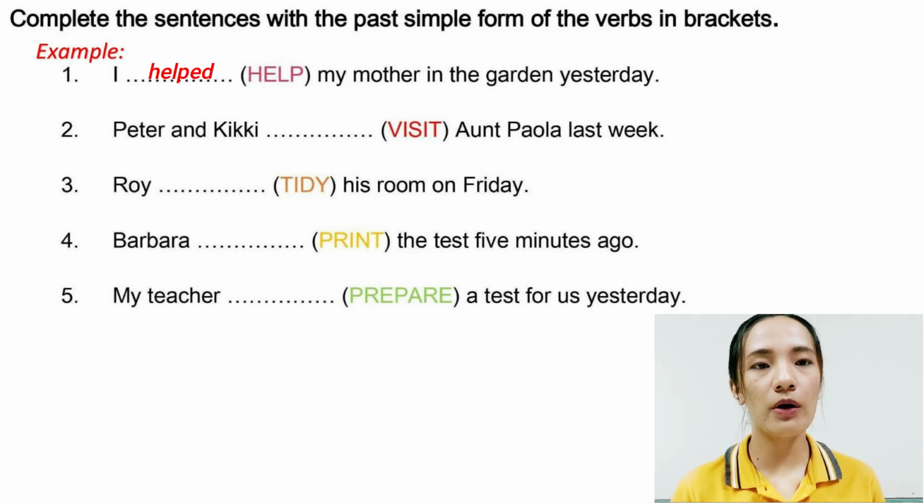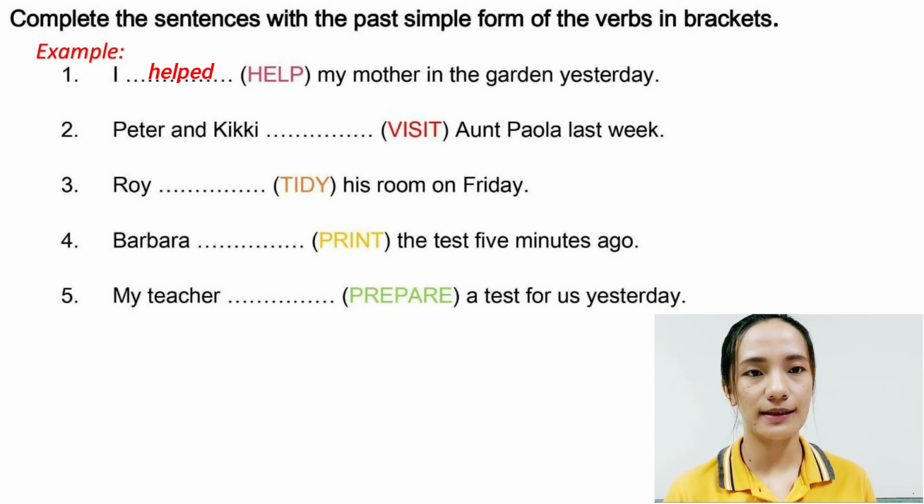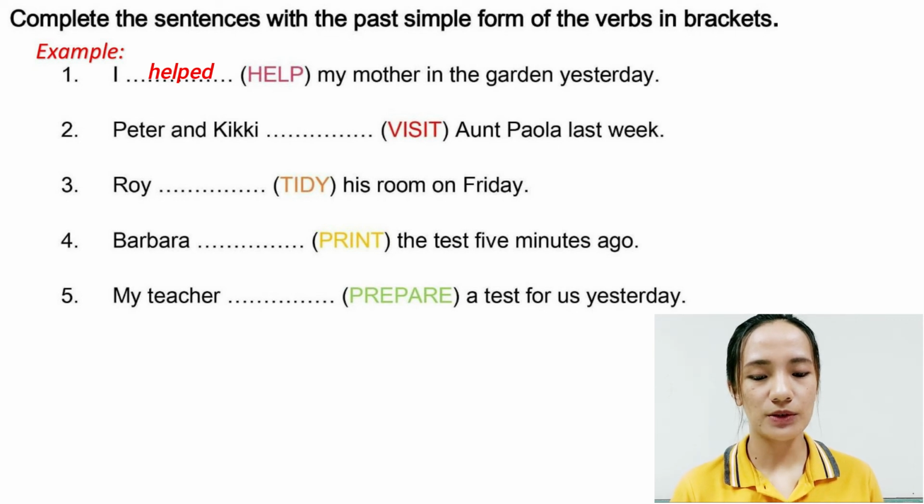Let's have one more example. Number 2. Peter and Kiki visit Aunt Paula last week. The action word or the verb in the bracket is visit. Now, the simple past of the word is, that's right, we'll just add ED at the end of the word. So let's read the sentence with the answer. Peter and Kiki visited Aunt Paula last week.